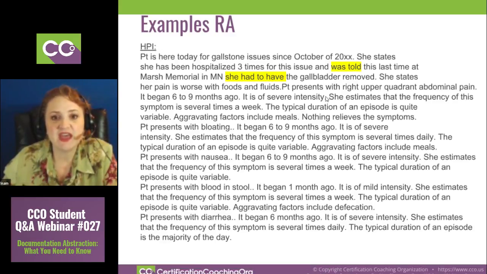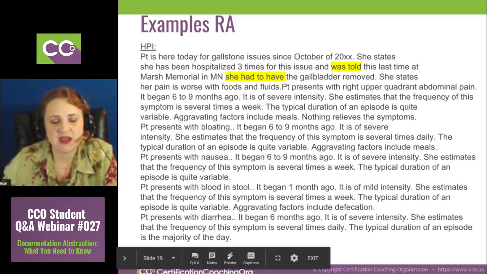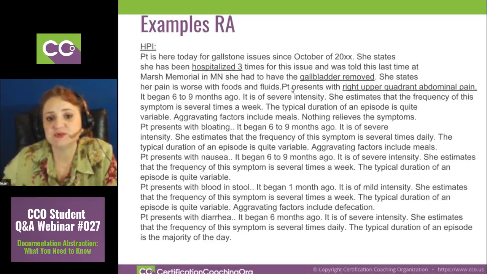Then this, she was told she had to have. Okay, now let me go back. I want to show you something. Up to this point, did you think that she was there because her gallbladder was messed up? Or did you think, hey, she had her gallbladder removed and there's something else going on, right?